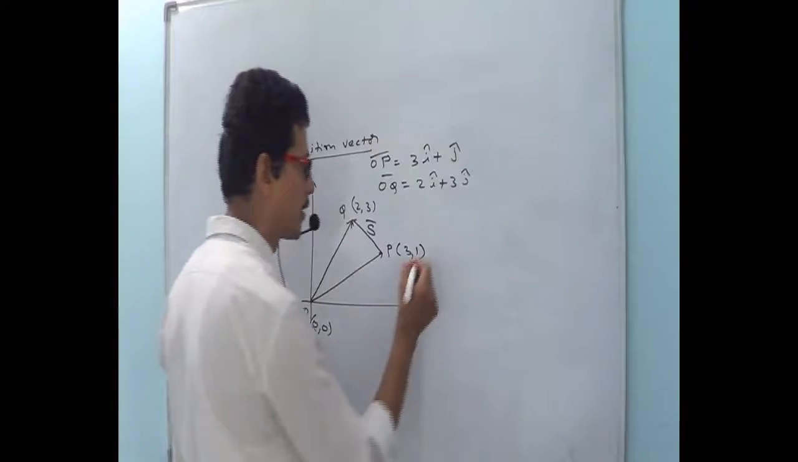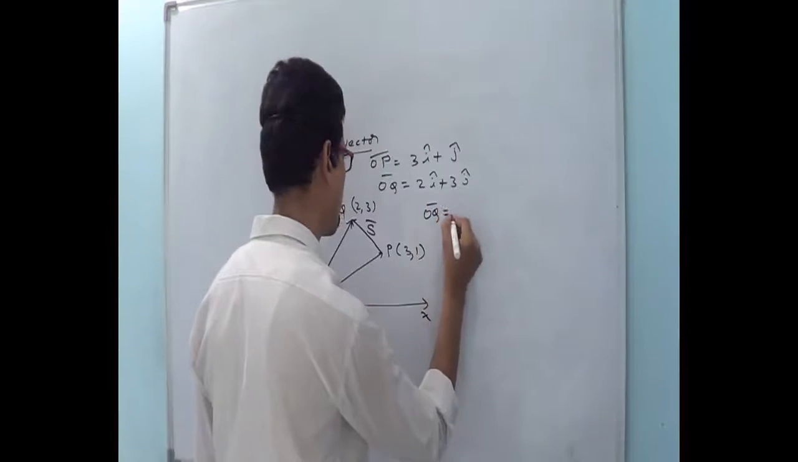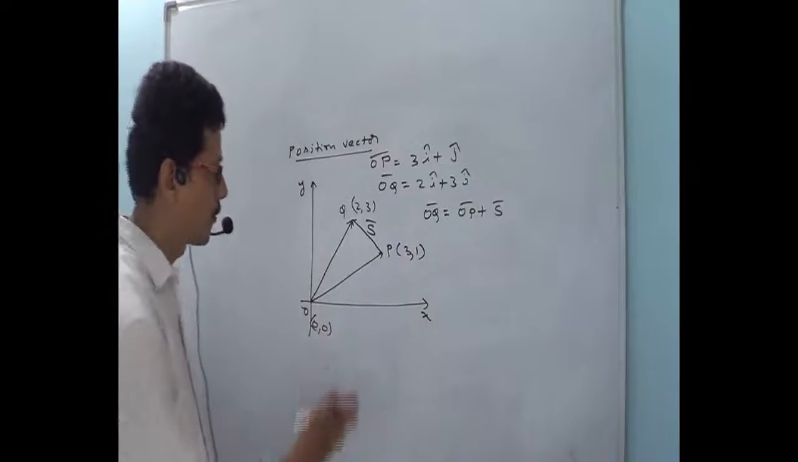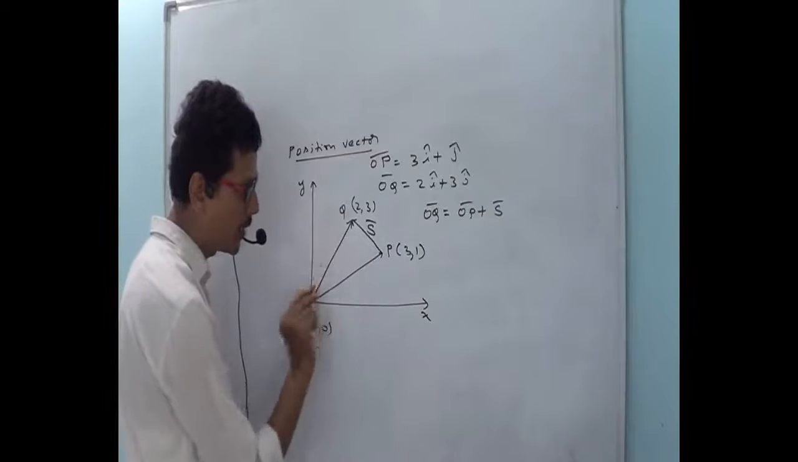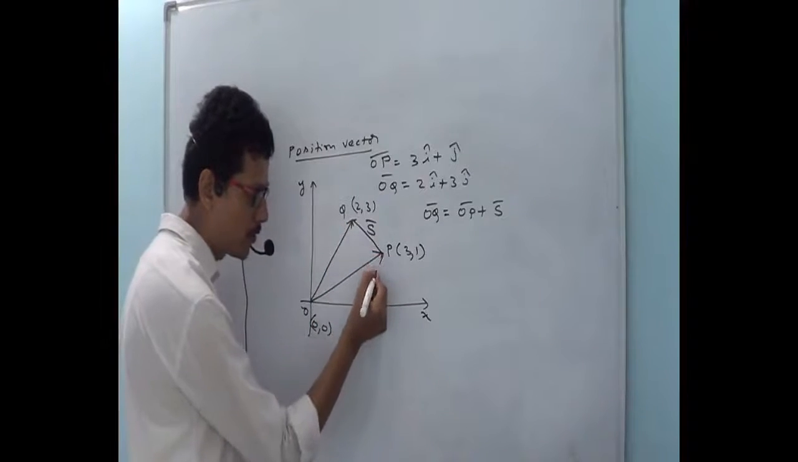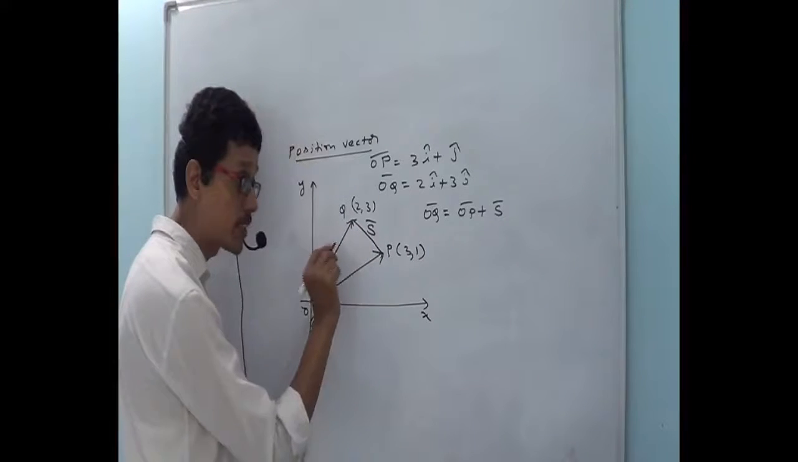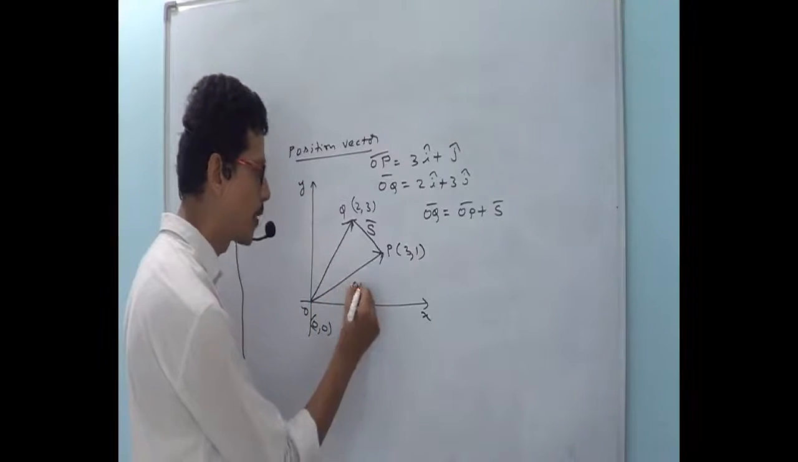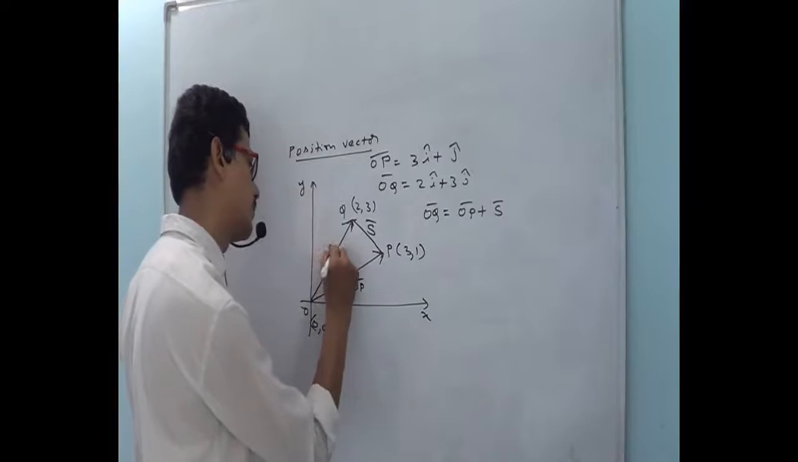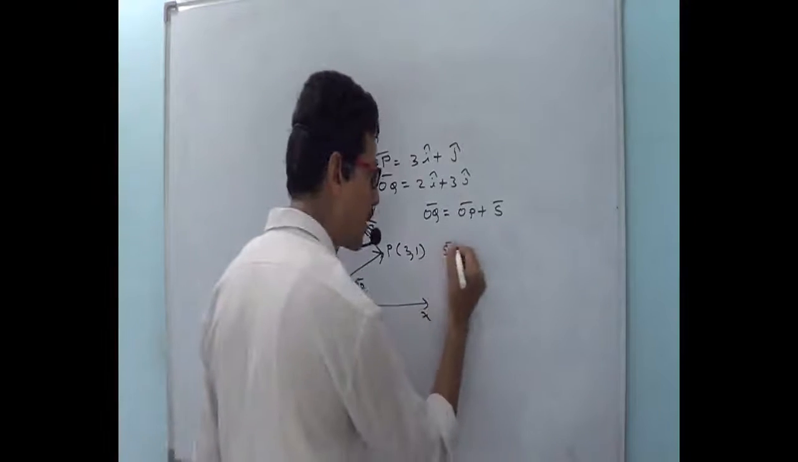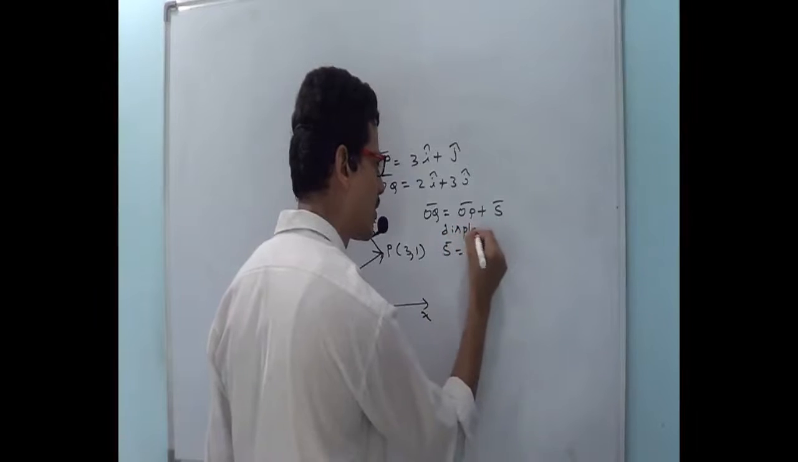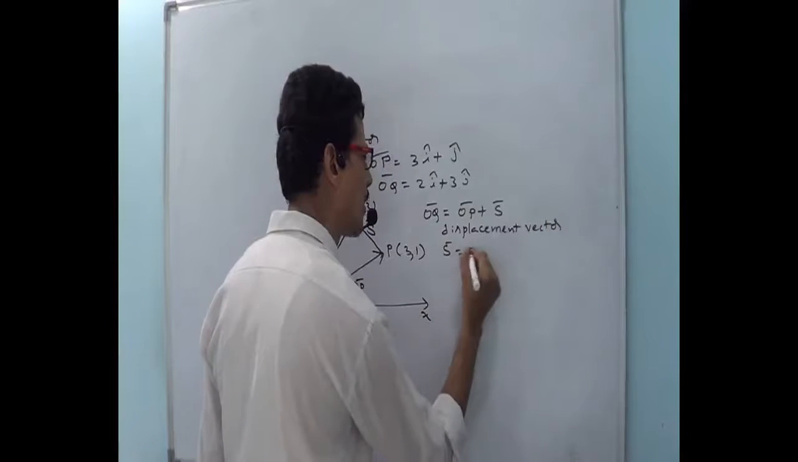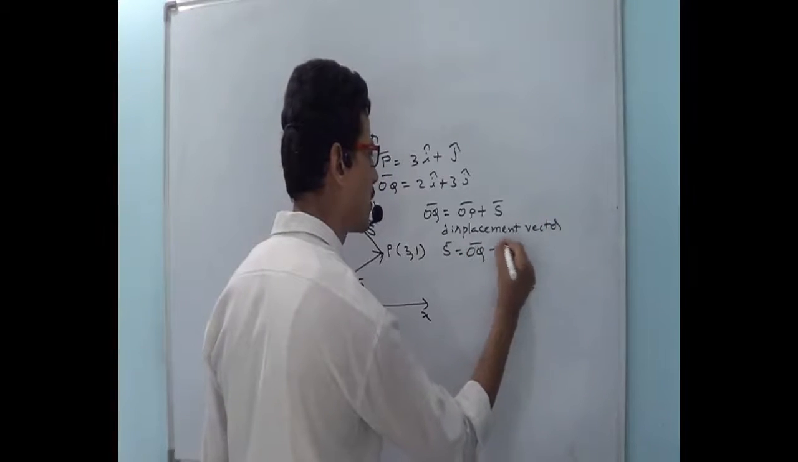Now from the triangle of vectors, I can write OQ bar as OP bar plus S bar. So if I add these two, this is the result, the closing side of the triangle taken in the reverse order. This is the first vector, this is the second vector, this is the third vector, closing side of the triangle taken in the reverse order. Now this is OP bar and this is OQ bar. Now can I calculate S bar? S bar is nothing but the displacement vector. So what is the displacement vector now? OQ bar minus OP bar.